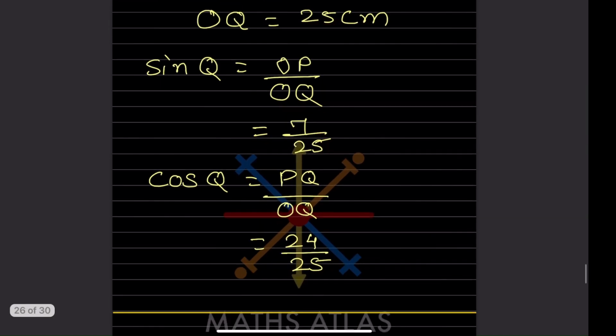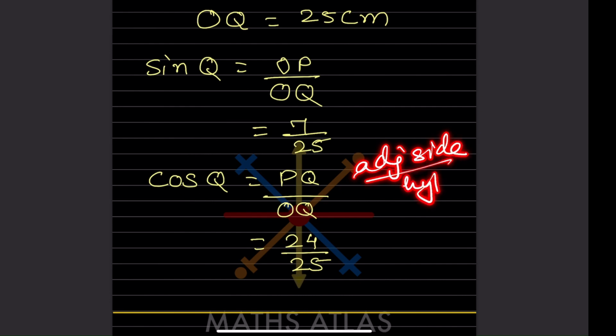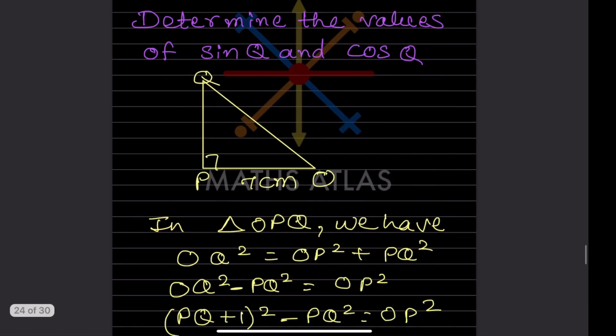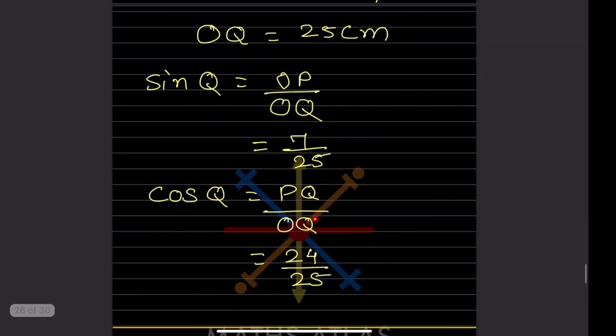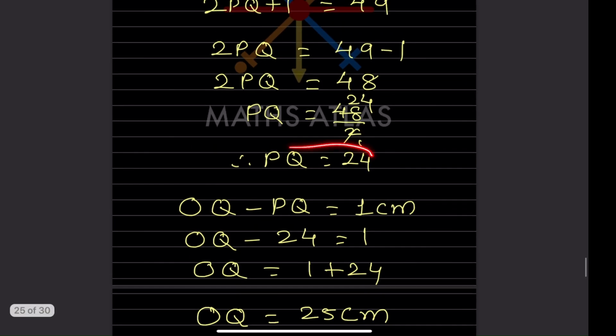Hope this is clear. So now cos Q. Cos Q is adjacent side by hypotenuse. Now you know what is the adjacent over here. That is PQ. PQ is the adjacent side. So you can write here PQ by OQ, this is the hypotenuse. Now what is PQ over here? PQ is 24. You got here PQ as 24.